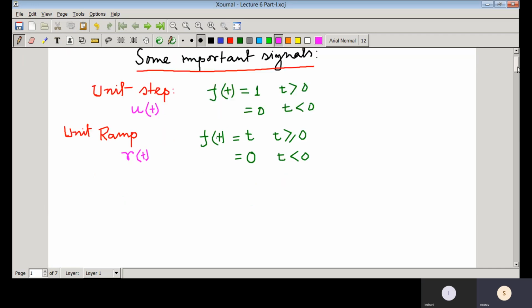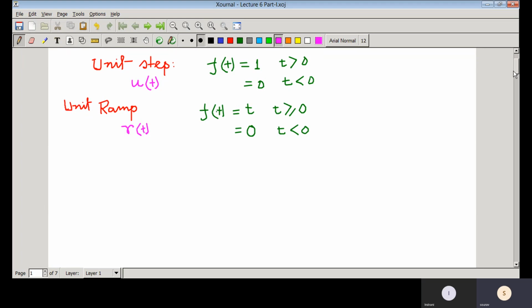The other standard signals that we use in control systems as well as in signals and networks is the parabolic signal. It is described as f(t) equal to half t square when t greater than or equal to 0, and equal to 0 when t less than 0.